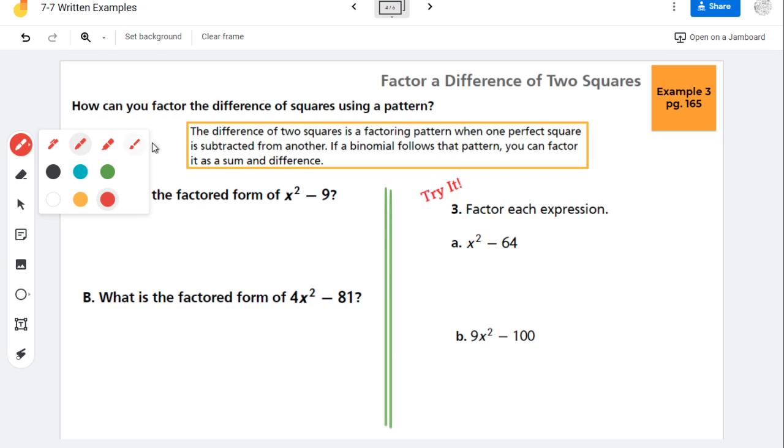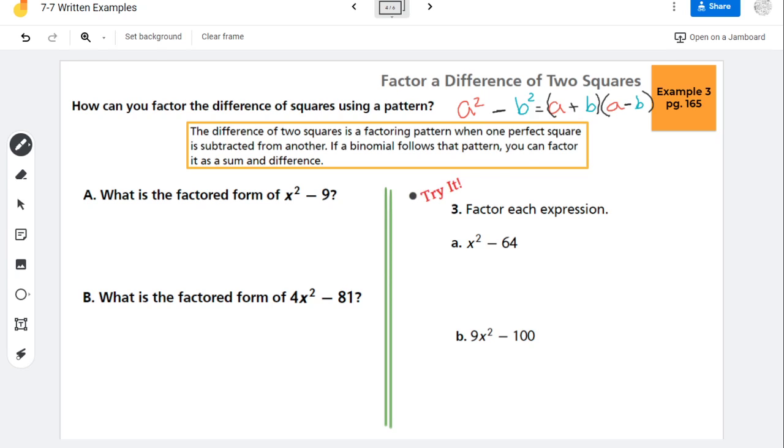And so here's kind of how it looks. I'm going to be switching colors a bit, so I want to make sure that I'm filling stuff in real quick. So notice I have squares and non-squares. When I have a difference of squares, so when my perfect squares are being subtracted, I have two expressions being multiplied together that have the square root of whatever those squares are. One with a plus and one with a minus.